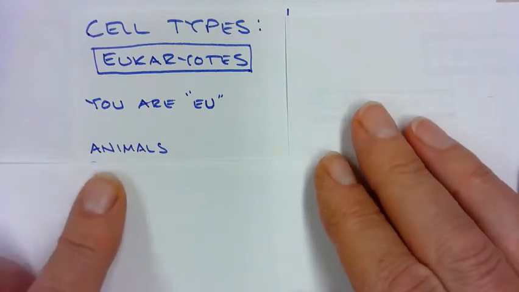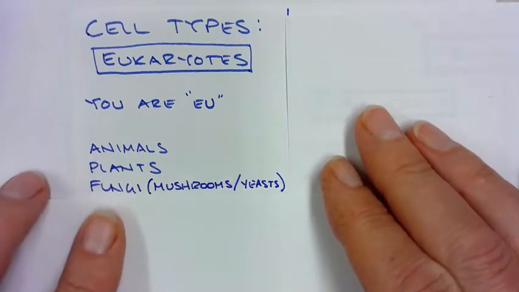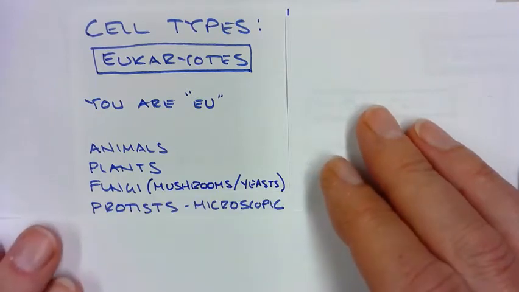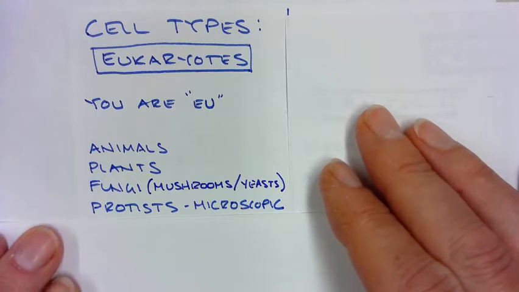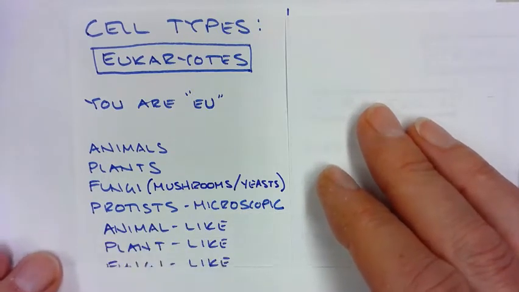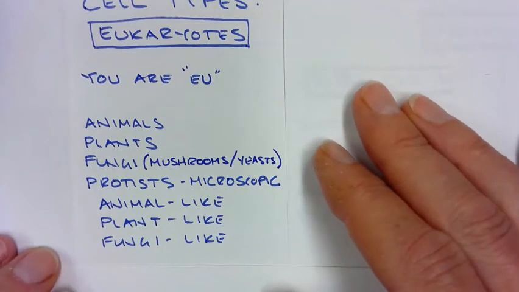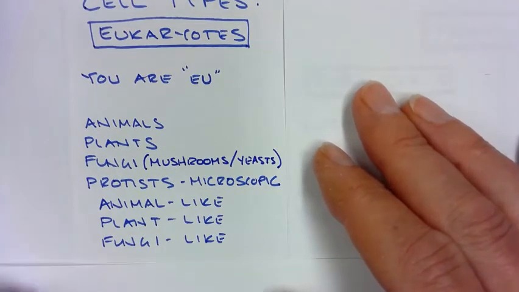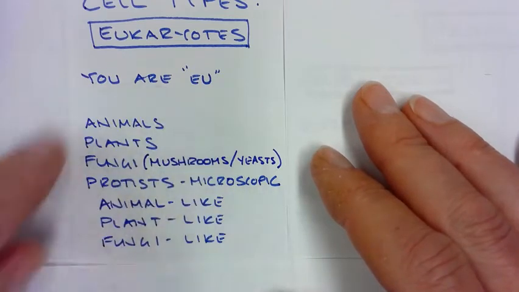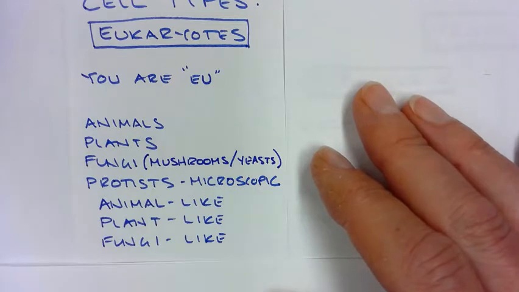These are all animals, plants, fungi. That includes mushrooms, yeast, and molds. Protists, which are microscopic organisms found in water, things like that. And again, protists are sort of animal-like, plant-like, and fungi-like single-celled organisms. And again, they're primarily found in water and damp environments. So these are all eukaryotic organisms.